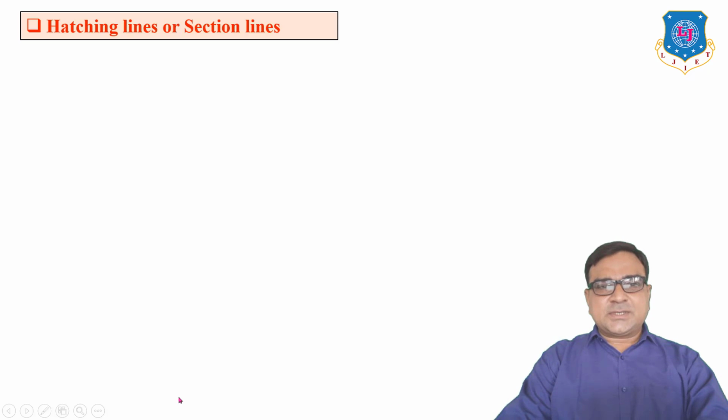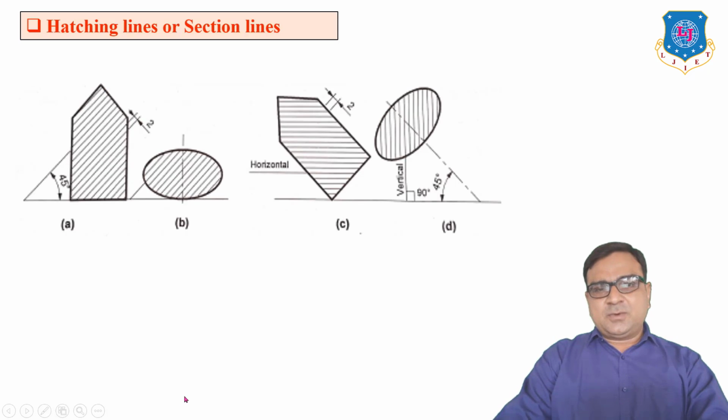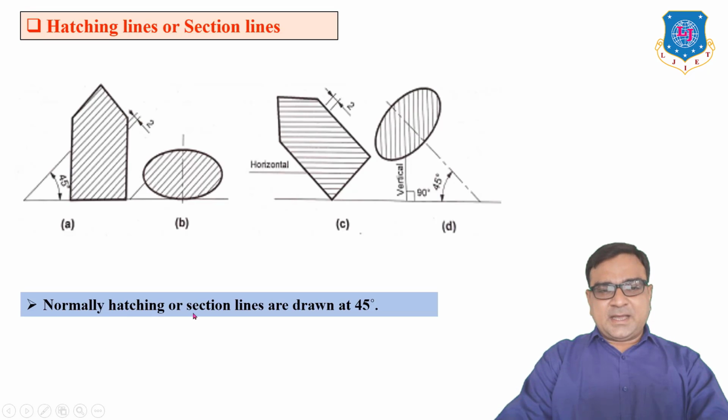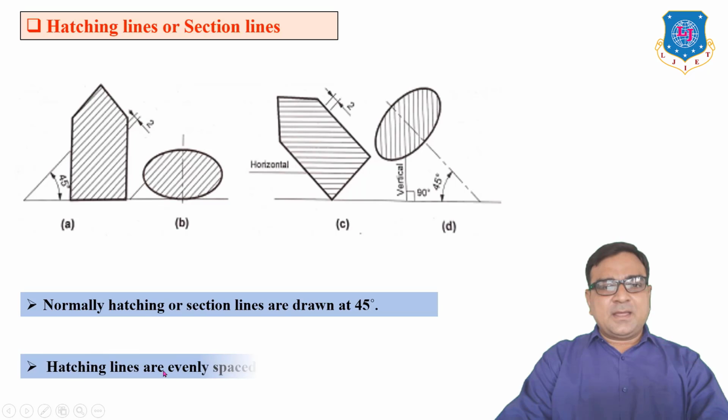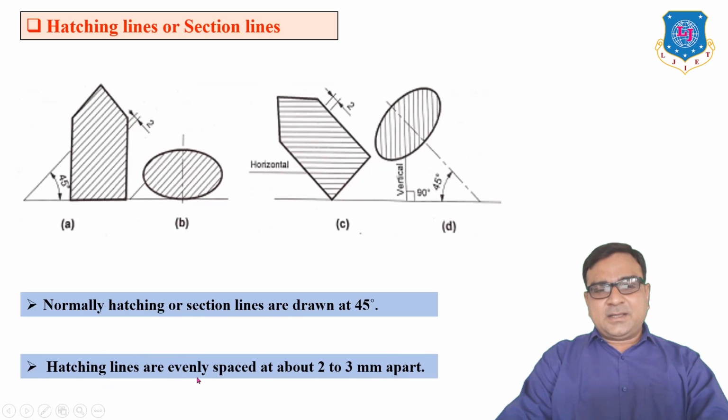Now hatching lines or section lines. Whenever you cut the object and observe it and draw it in 2D, the surface which is under cutting is represented by hatching lines. Normally hatching lines or section lines are drawn at 45 degrees with the reference horizontal line, and the hatching lines are evenly spaced at about 2 to 3 mm apart. So these are the section lines.